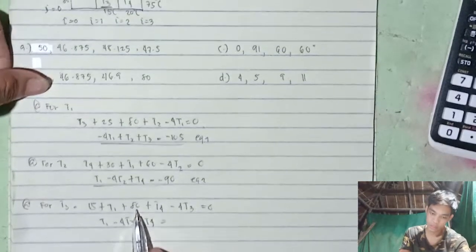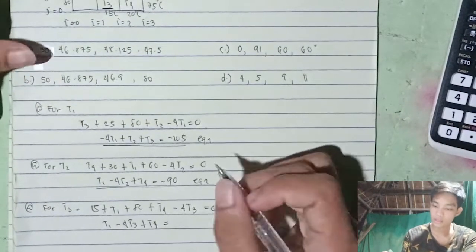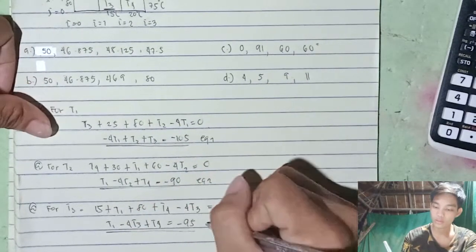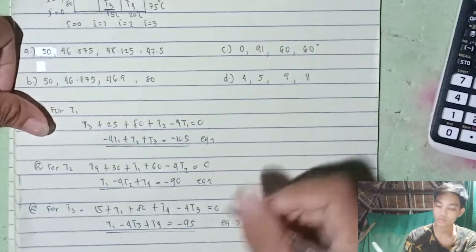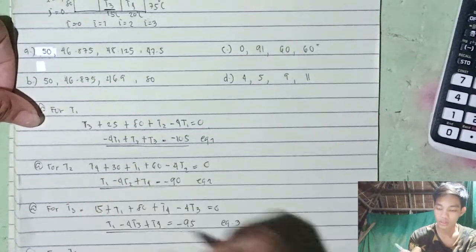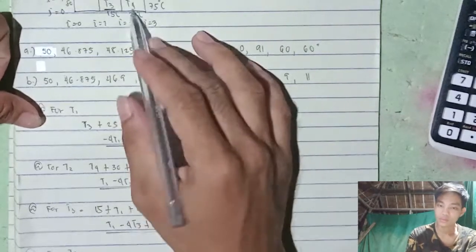Negative 95. Sorry, negative 95. When moved to the other side, it becomes negative 95. So it will become our third equation, equation number 3. And then at temperature 4, we have temperature 4.